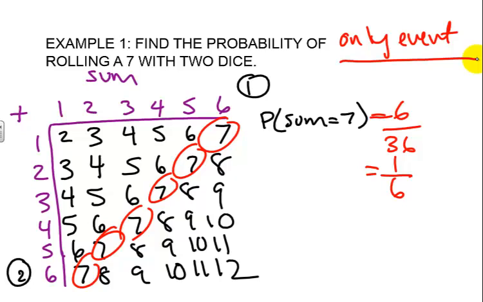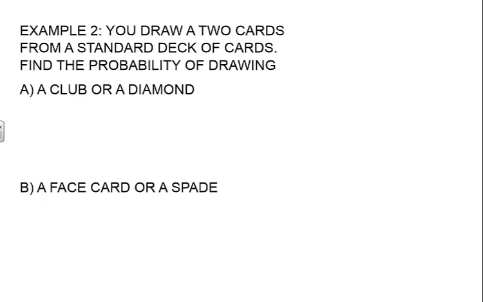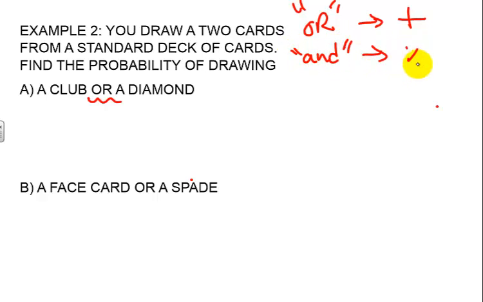The next example is a deck of cards. It says we're going to draw 2 cards from a standard deck. Find the probability of drawing a club or a diamond. Now, first of all, I need to explain some probability terminology. When you see the word or, that means that you need to add. When you see the word and, which is what you'll see in the next lesson, that means you're going to multiply.